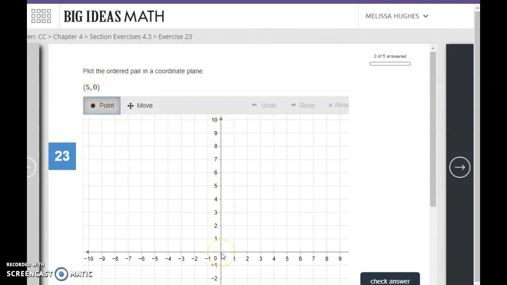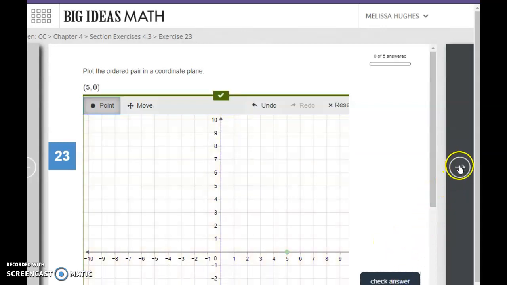You always start here in the middle at 0, 0. And the first number is 5, so that means I move to the right 5. 1, 2, 3, 4, 5. And then the second number is 0, so that means I don't move any up or down. I just plot my point right there at 5, 0. I can check my answer, and I have it right.